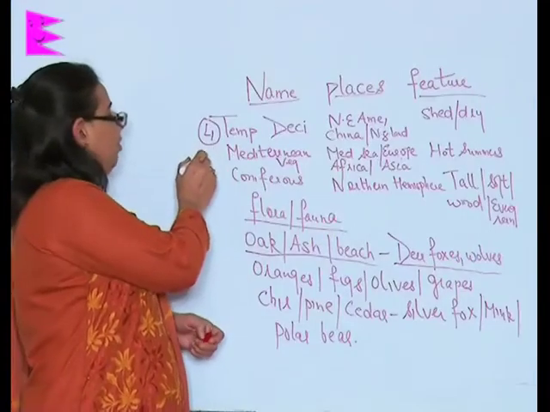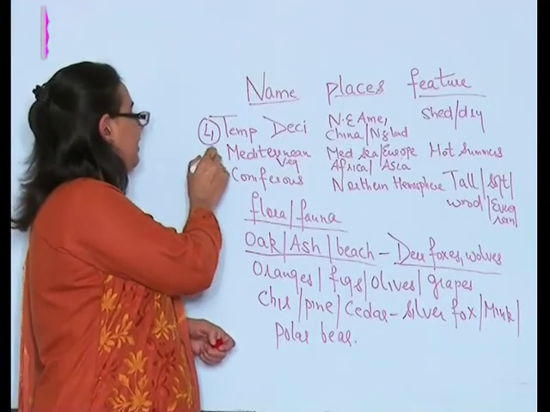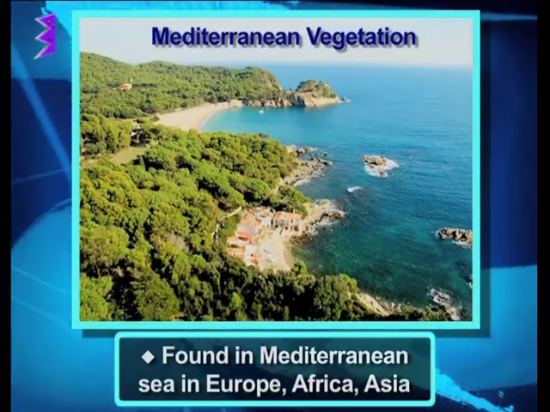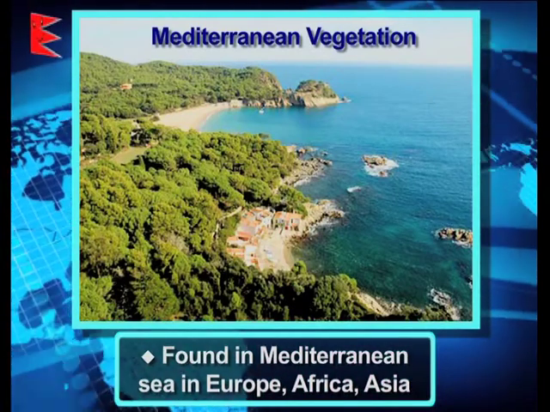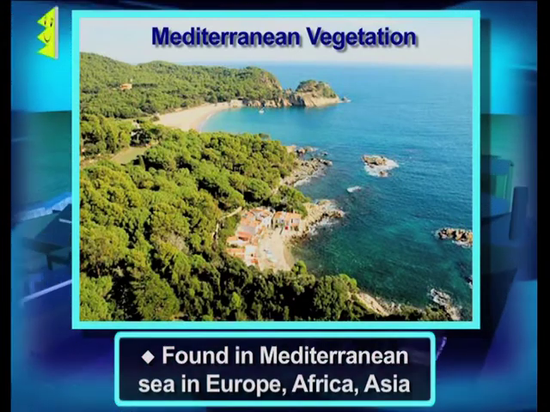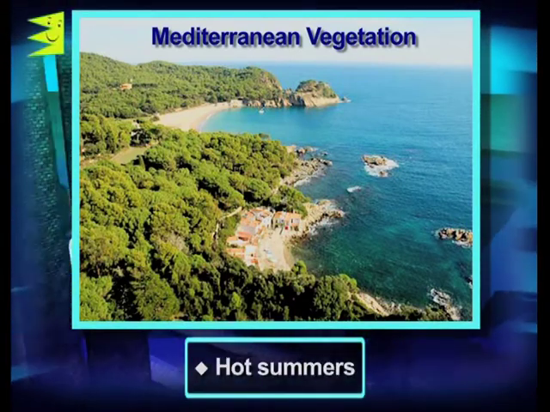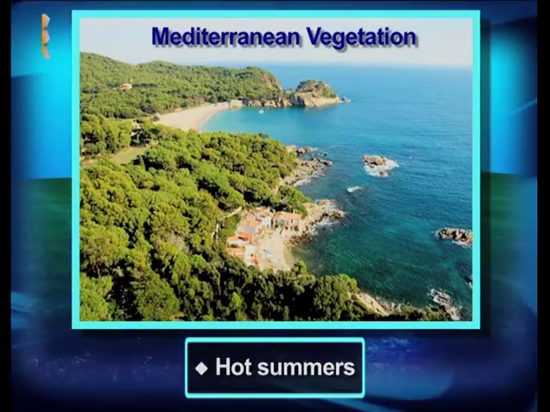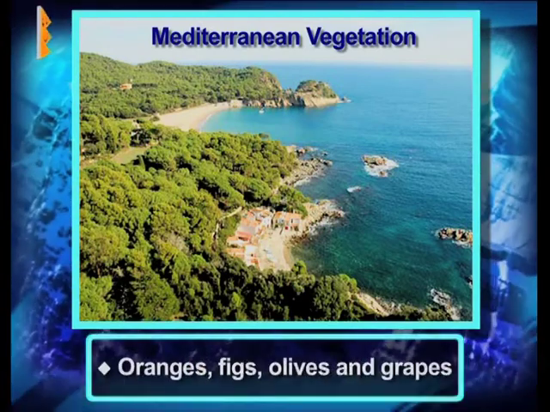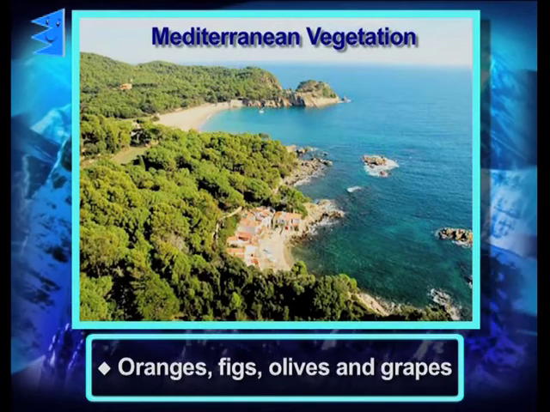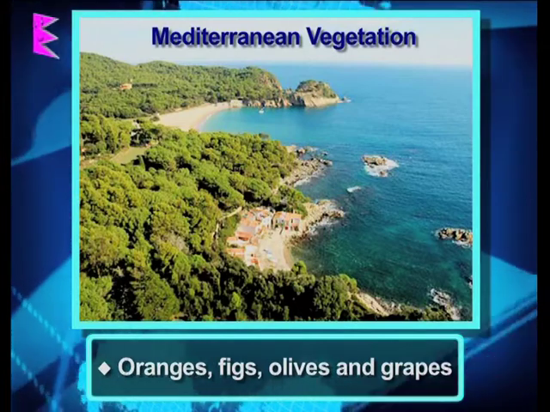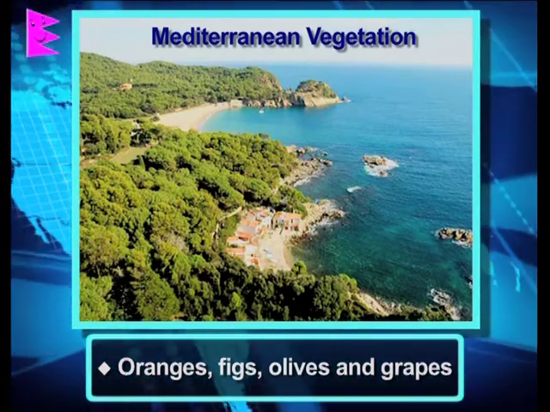The 5th category of the forest is the Mediterranean vegetation. As the name suggests, this kind of vegetation is seen in the Mediterranean Sea in Europe, Africa and Asia. The characteristic feature of this kind of vegetation is that it experiences very hot summers. As far as their flora and fauna is concerned, this kind of vegetation has trees like oranges, figs and olives and grapes.